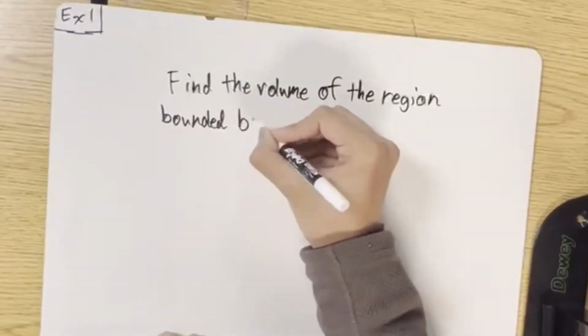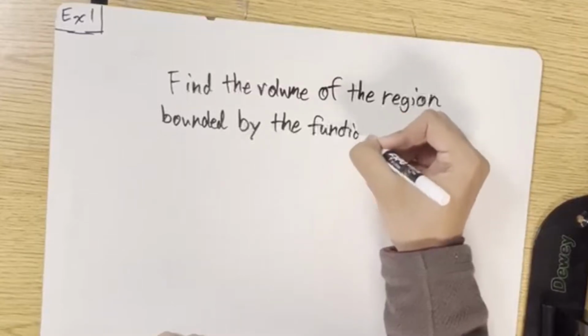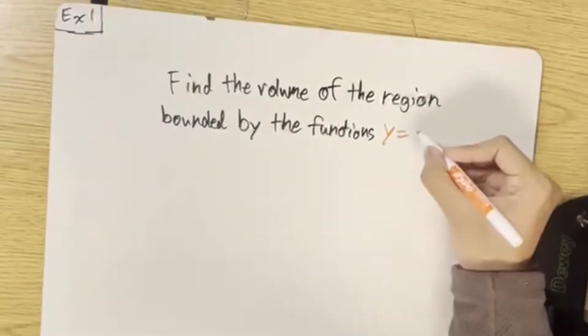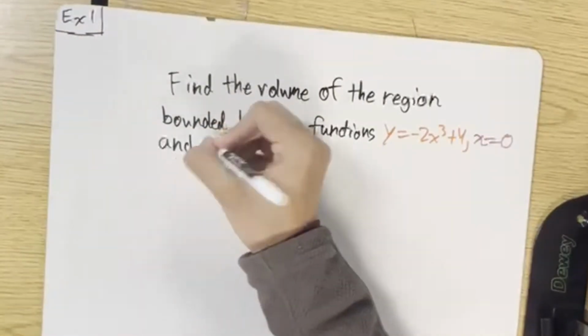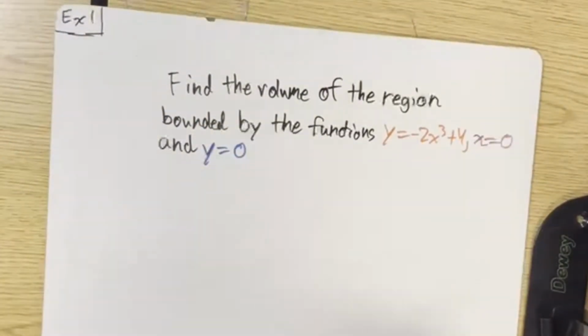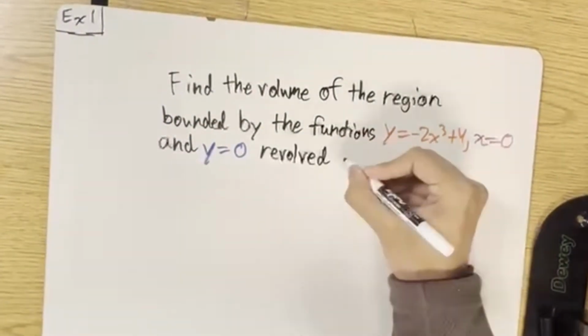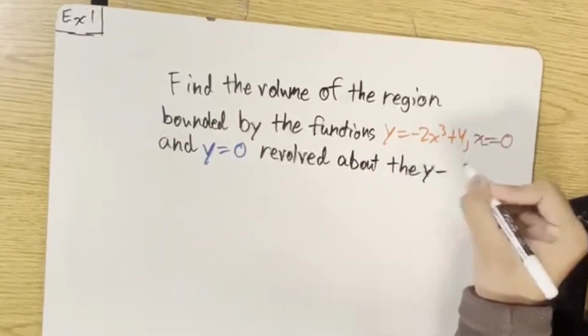For example 1, we'll be finding the volume of the region bounded by the function y equals negative 2x cubed plus 4 in the first quadrant. This region will then be revolved about the y-axis. To find the volume, we'll be using the shell method.